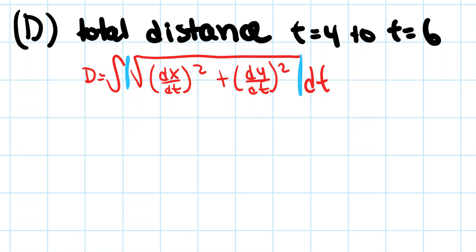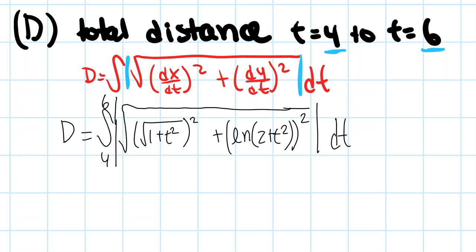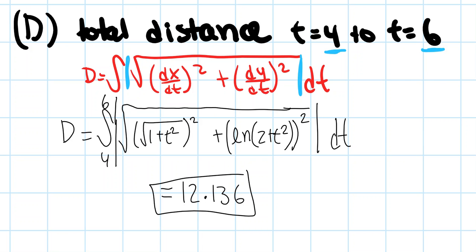We're looking at the integral from 4 to 6, and we have our dx/dt and our dy/dt, which we can plug into our calculators. I'm going to write it out because I think it's helpful to see it all put together. I've plugged everything in, and now I'm going to type this into the calculator to get our final answer. And we get 12.136.